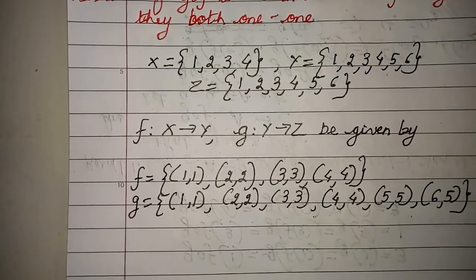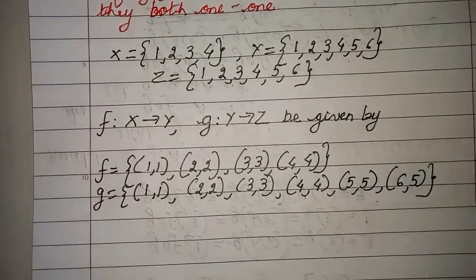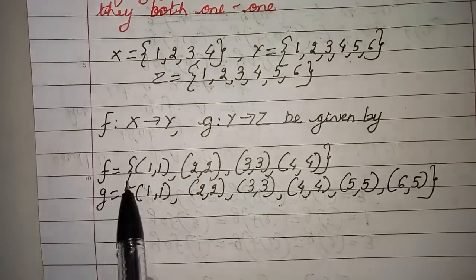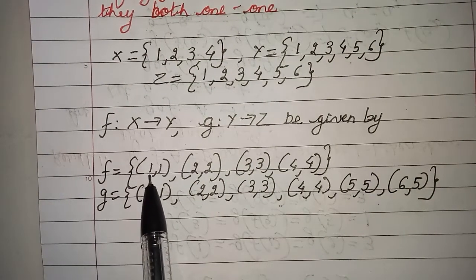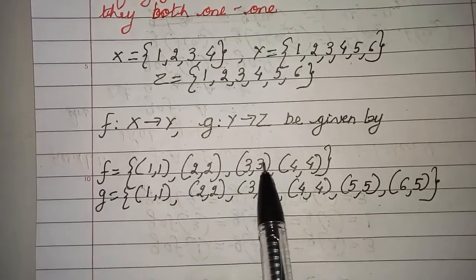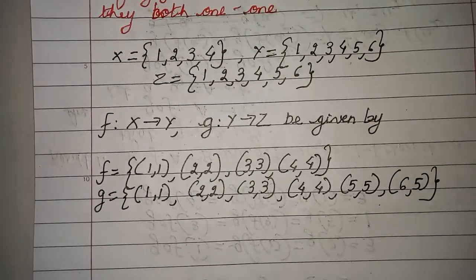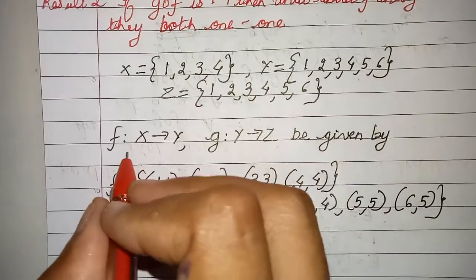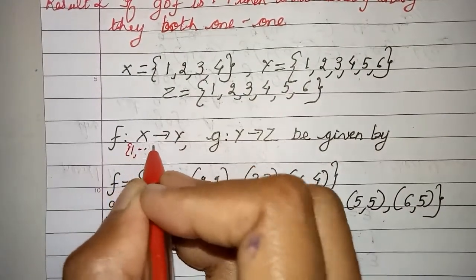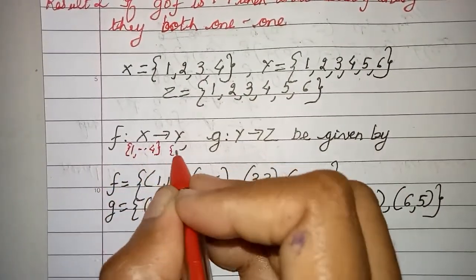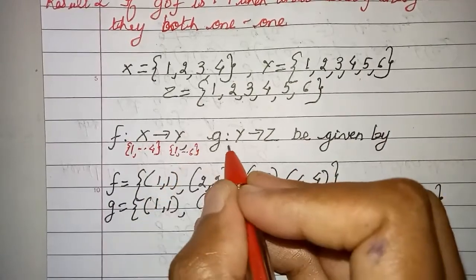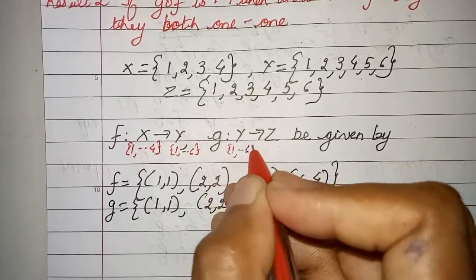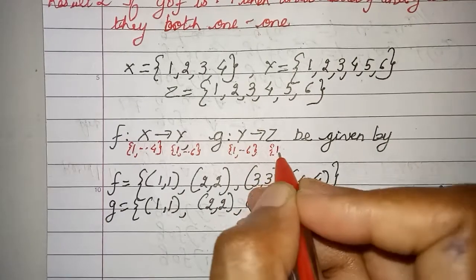Okay. Now suppose this is my example, children. Here you can see that my f is 1 mapping to 1, 2 going to 2, 3 going to 3, 4 going to 4. So here you can see all elements. Now f is having elements x as 1 to 4, right? The elements are 1 to 4. Y is from 1 to 6. Similarly here I have 1 to 6 elements, and here z is also from 1 to 6.